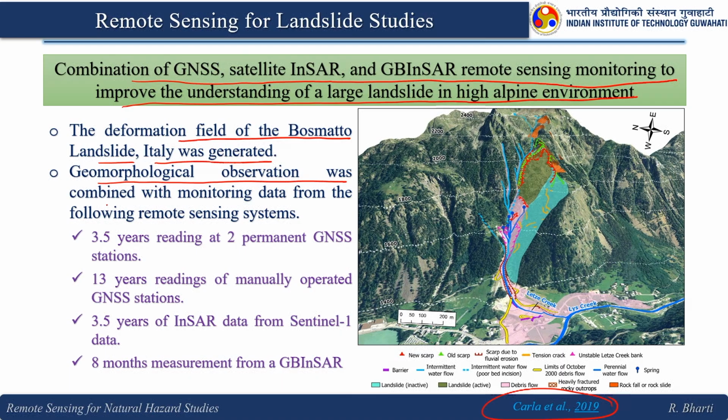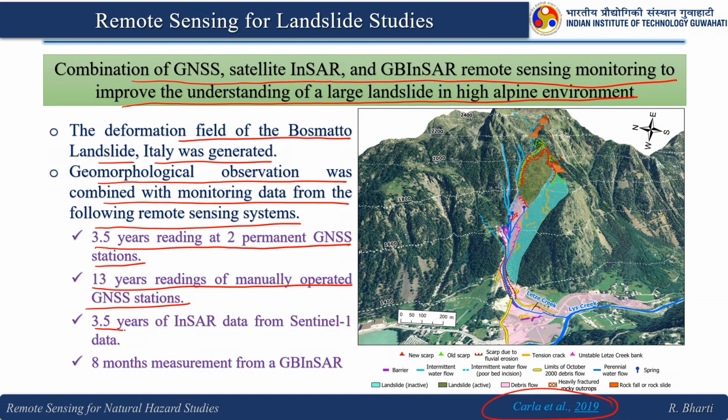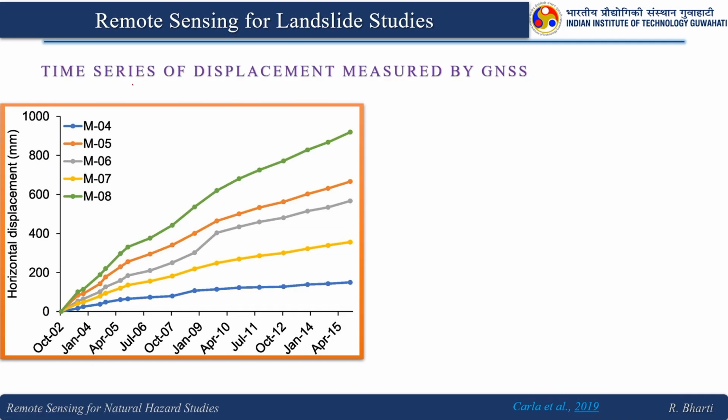Geomorphological observation was combined with monitoring data from the following remote sensing systems. So, 3.5 years reading at 2 permanent GNSS stations, 13 years reading of a manually operated GNSS station, 3.5 years of InSAR data from Sentinel-1, and 8-month measurement from a GB-InSAR. So you can see how dedicated the researchers were to collect the data, and then they studied the landslide. The time series of displacement measured by GNSS.